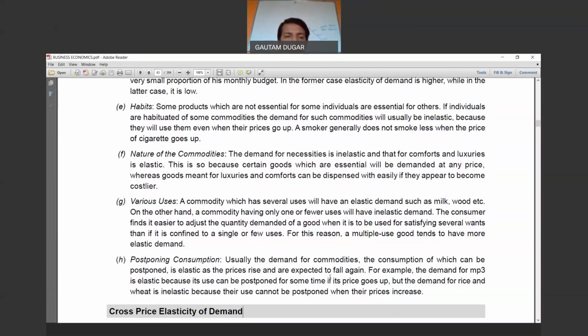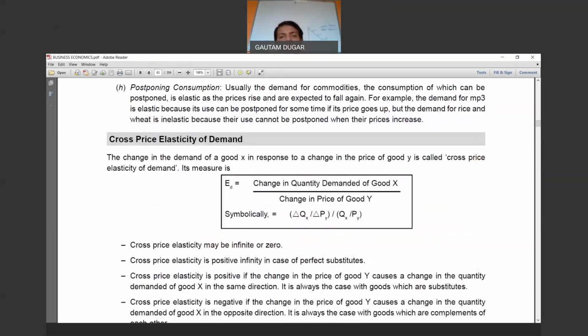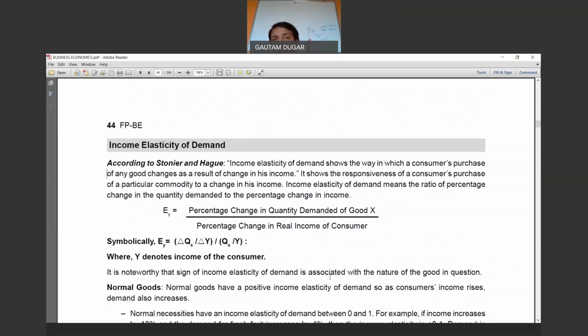I'll move on first to income elasticity. As you'll remember, in the case of price elasticity, we measure it with the formula: percentage change in quantity demanded divided by percentage change in price. That is, with respect to price, how much response demand is showing.